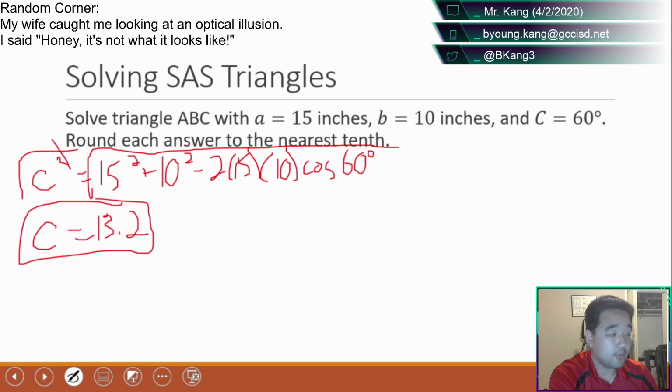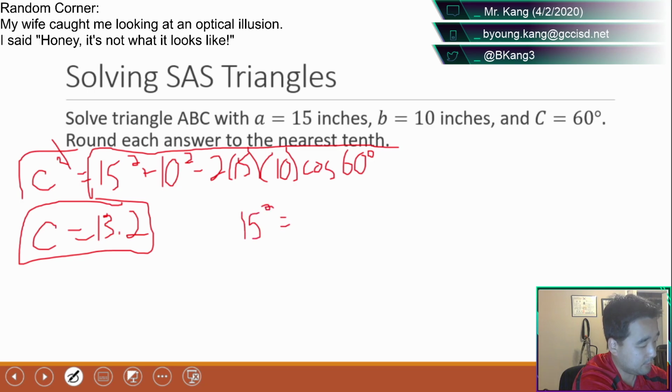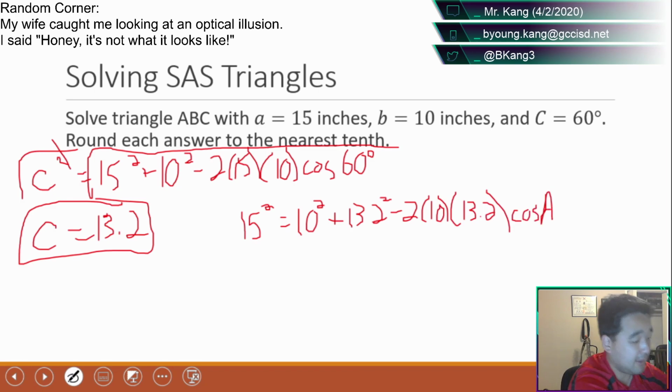So we need either angle A or angle B. Let's just find angle A, I guess. So we got A squared equals B squared plus C squared, which we just got, minus 2 times 10 times 13.2 times cosine of A. So again, the order of this relative to A is the 10 squared is subtracted, the 13.2 squared is subtracted, and the whole negative 2 times 10 times 13.2 gets divided because it's being multiplied to A.